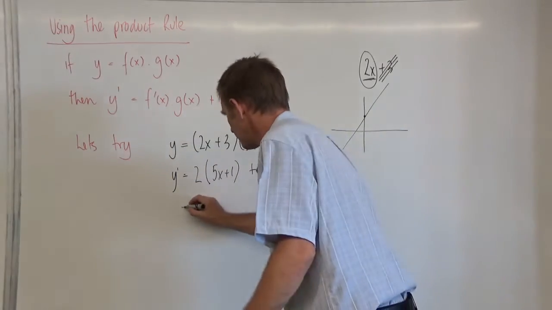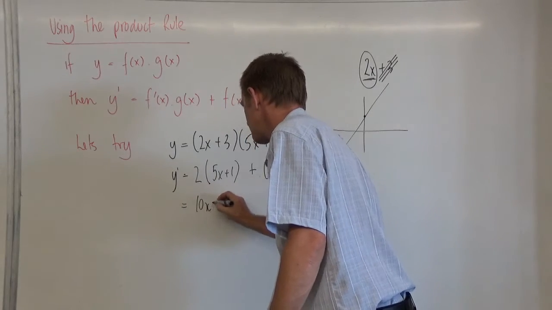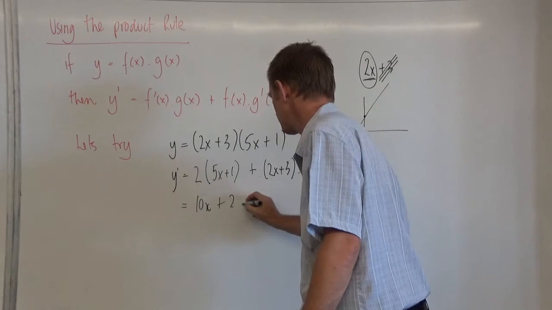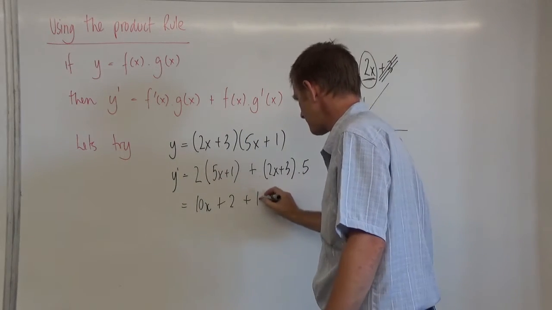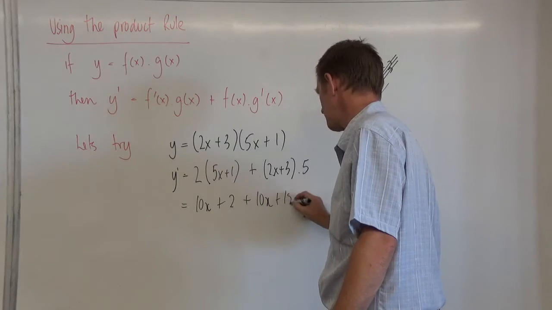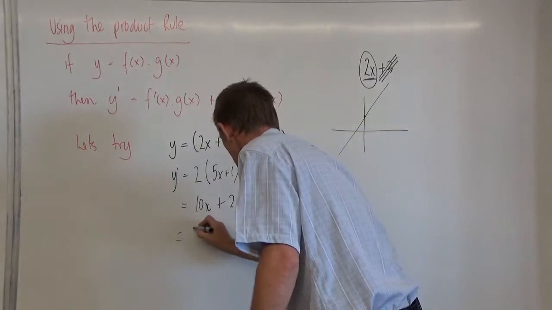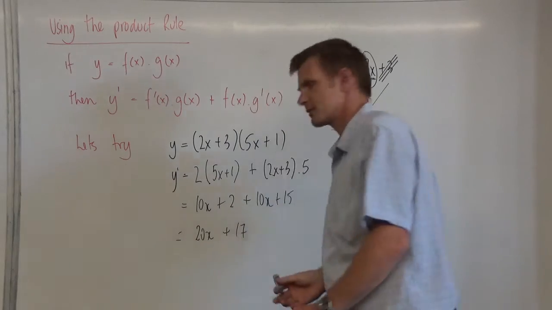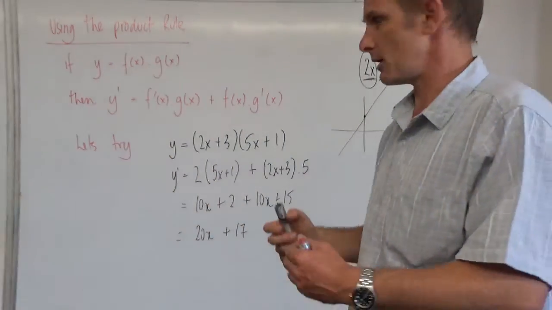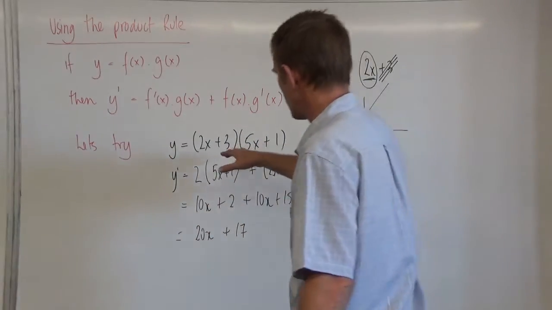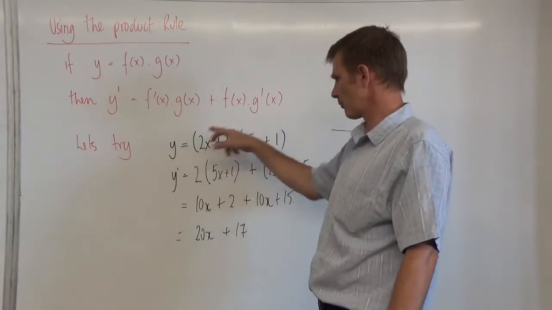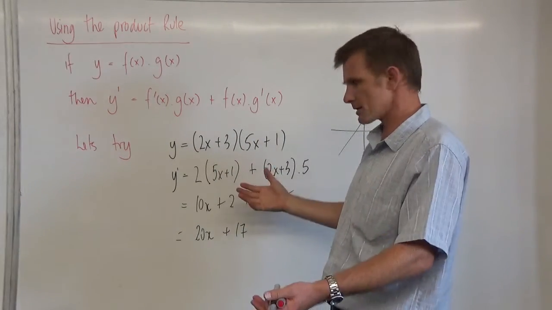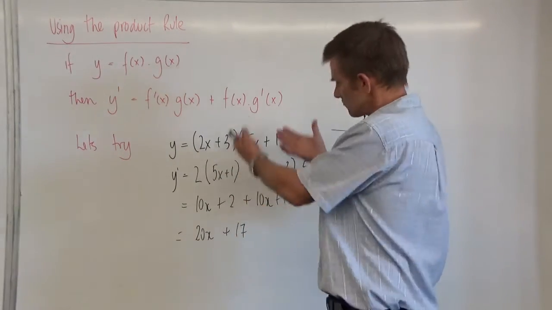Let's tidy up, let's multiply this out. We're going to get 10x here plus 2 plus another 10x plus 15. Sum all that up, we're going to get 20x plus 17 would be my answer there. And that's going to be the derivative of that one right there. We could have multiplied it out and then got the answer the same way, but this is a neat way to do it.